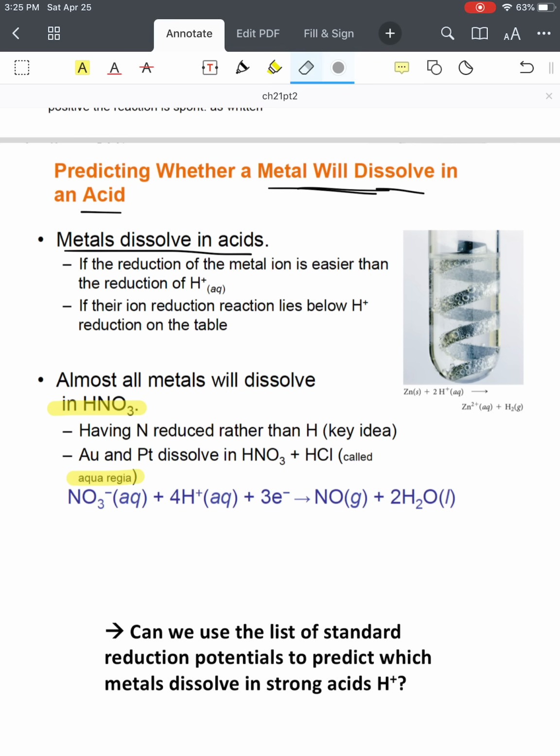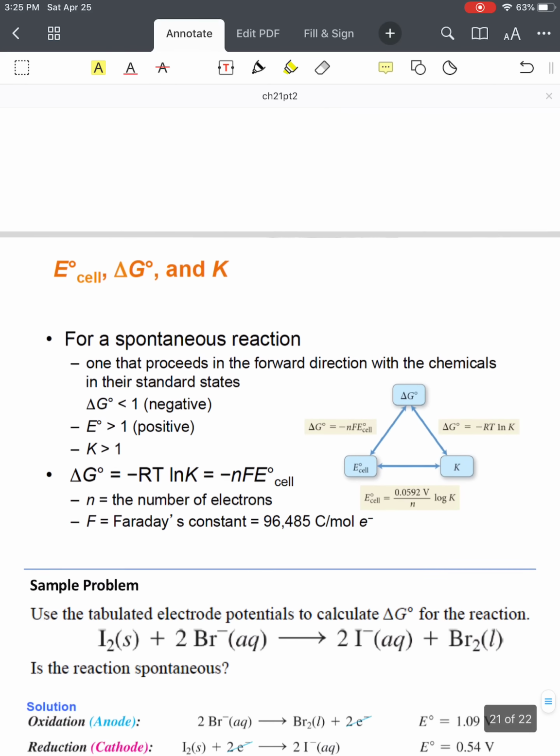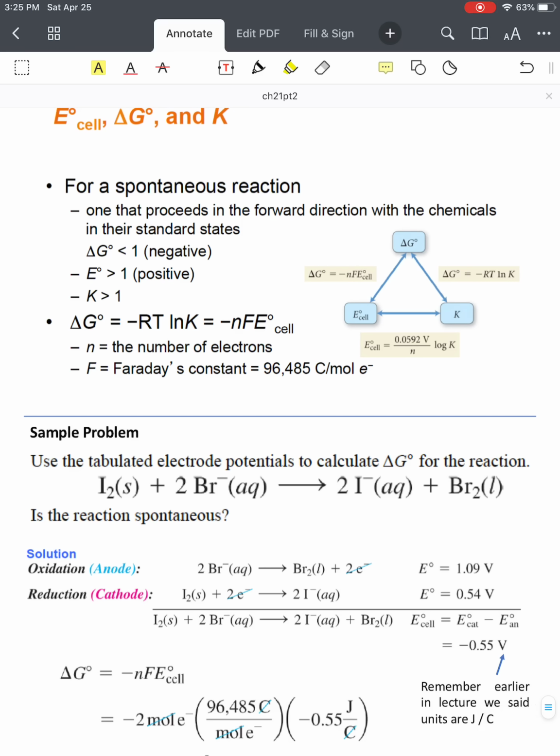So indeed, we can use our table of standard reduction potentials to predict whether a metal will dissolve and react with an acid. All right, there's two more concepts that I want to get at here in this video, and then we're going to take a break and move to the second lecture video, where we're talking about non-standard conditions. But before we do that, I want to tie in two more concepts.